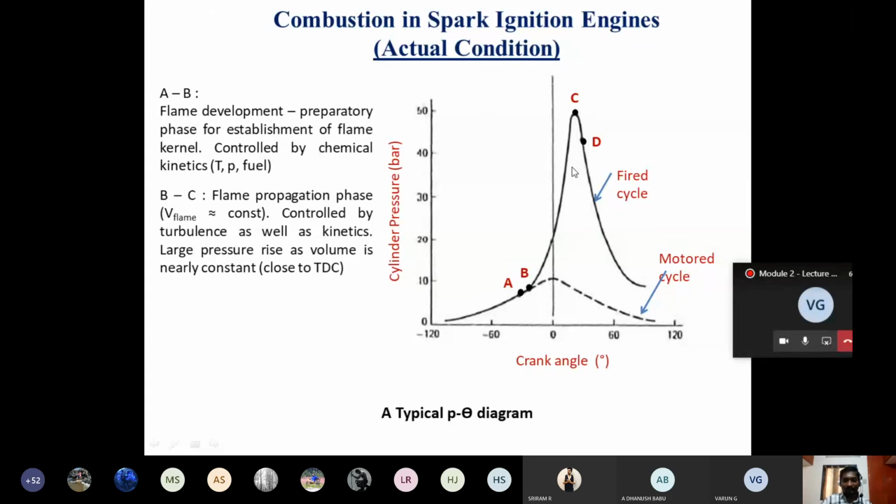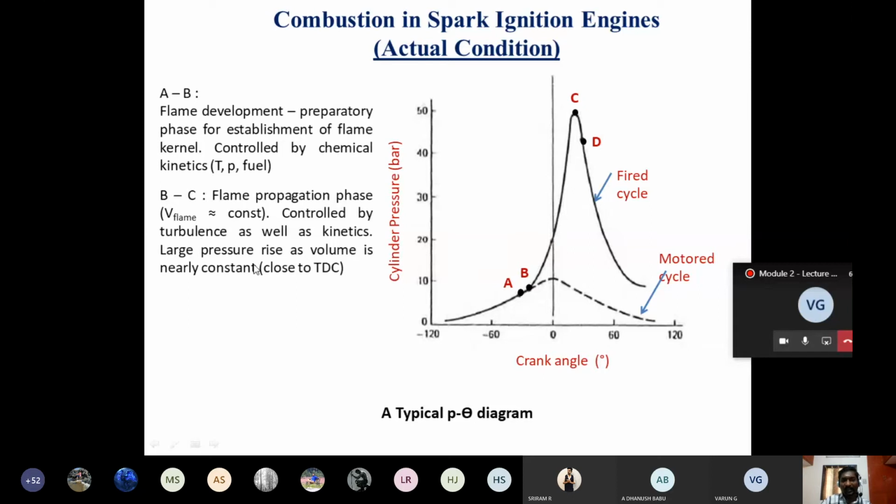Coming to BC, the second stage of combustion, here when the ignition starts, right, when the flame is being formed, then what will happen? Initially the flame has to move within the air fuel mixture. When it moves, initially it will be moving in laminar condition, then subsequently we will have the turbulent condition. During that laminar condition, the velocity of the flame is going to be constant, right? The flame velocity, the rate at which the flame is going to travel, is constant, and the propagation of the flame is controlled by the turbulence that is there inside your engine cylinder, right?